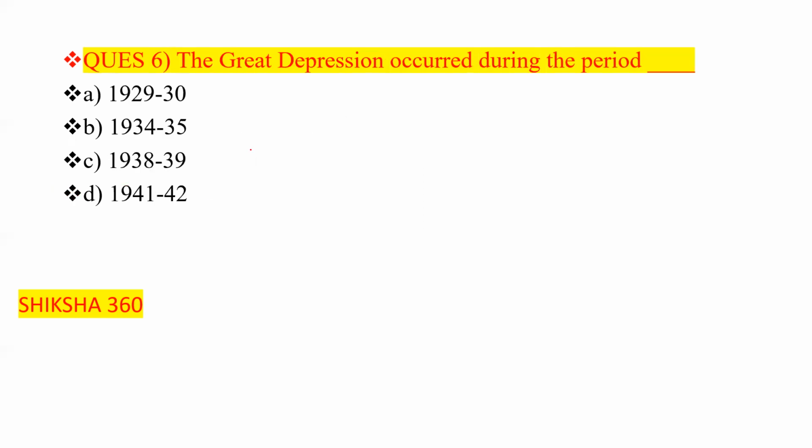Now move to the next question, question number 6. Very, very important. Clear? This type of question you will directly find in any of the sets. Earlier also they asked this type of question. What is the question? The Great Depression occurred during the period of.